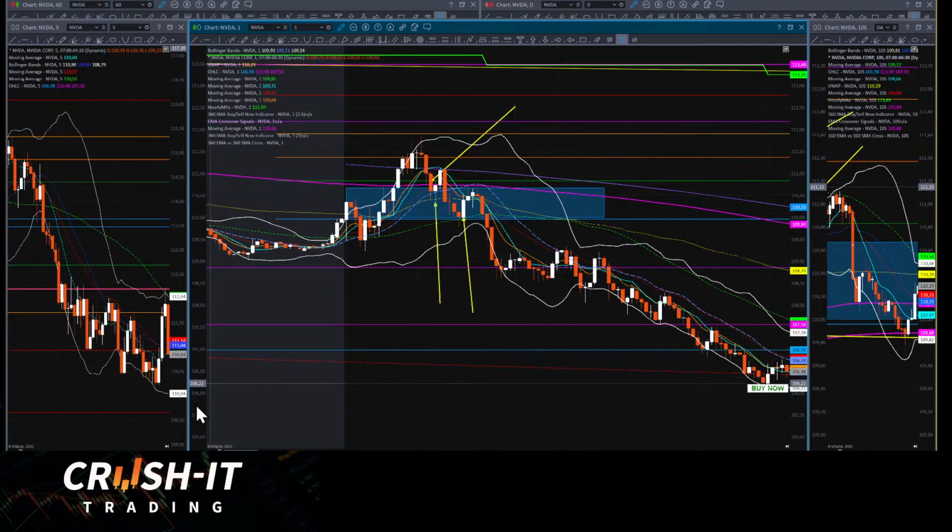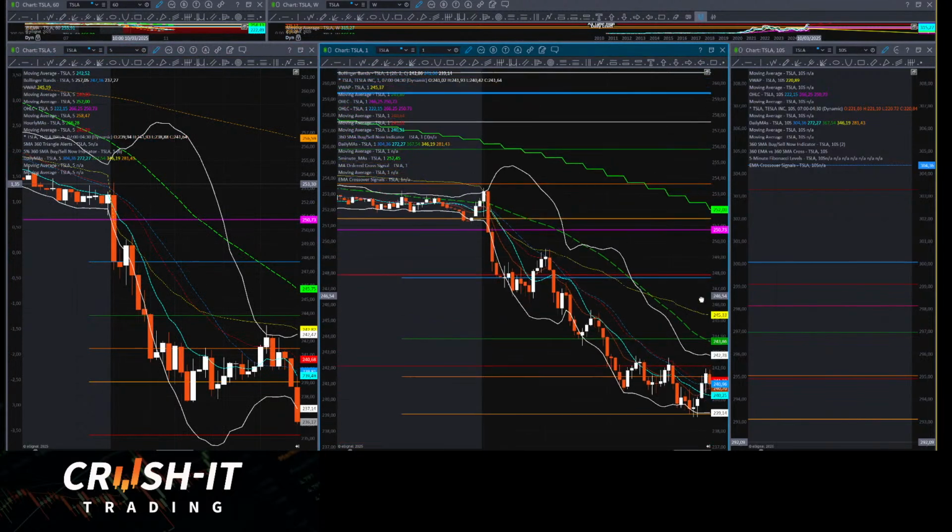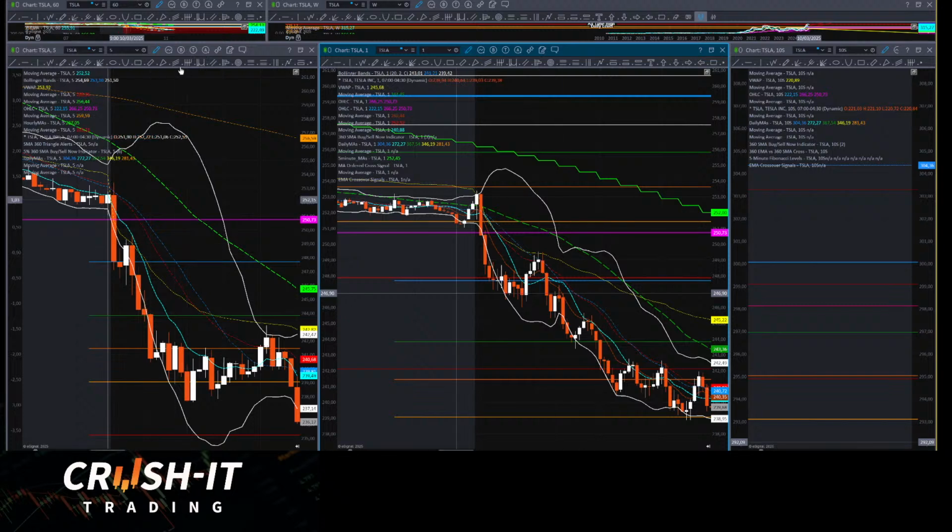So the next trade I want to get into is Tesla. I thought Tesla was a great trade, break of the 5-minute ORB. And we'll talk about this one here quick. And let me just get the wick zone put in here.